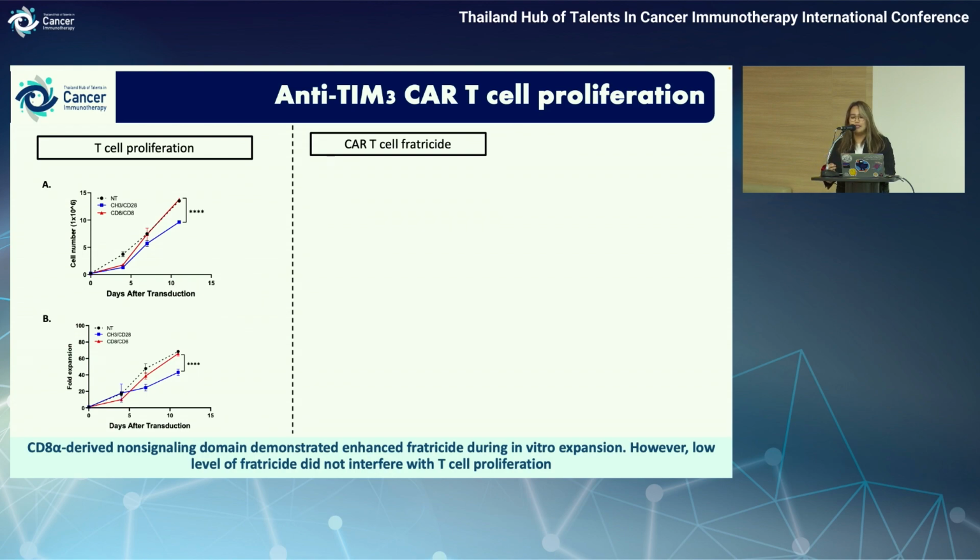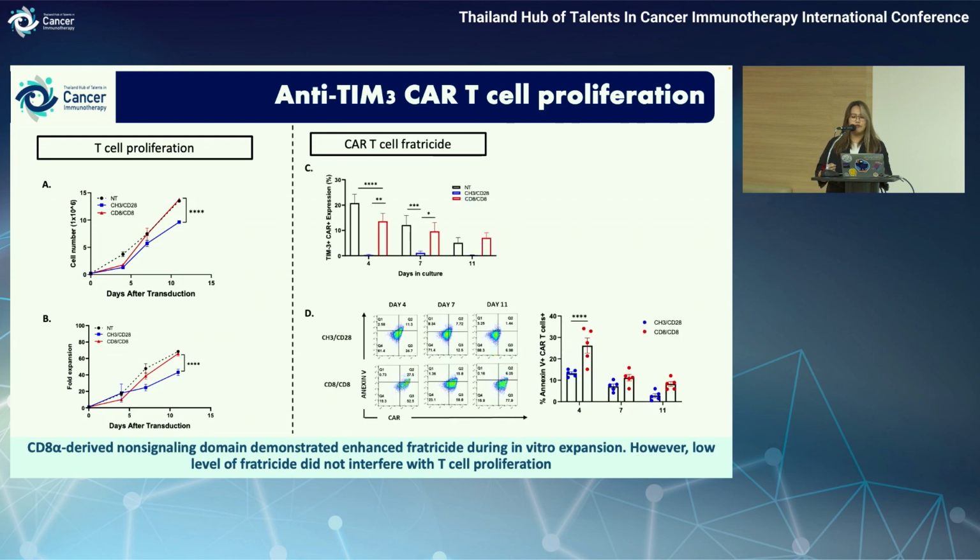And because activated T cells also express TIM3, we decided to determine the extent of fratricide by screening first for the expression of TIM3 on our CAR, and for the apoptotic cells on day 4, 7, and 11. We found that there was lower expression of TIM3 on CD8 and almost none on CH3 CD28 CAR. CD8 non-signaling also resulted in enhanced fratricide, while a low level of fratricide was detected with CH3 CD28. The fratricide activity on both CARs decreased eventually until day 11 and did not interfere with CAR expression, and the cell viability remained more than 80%.